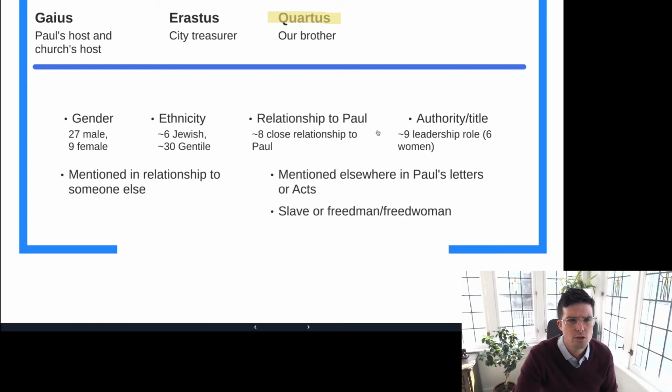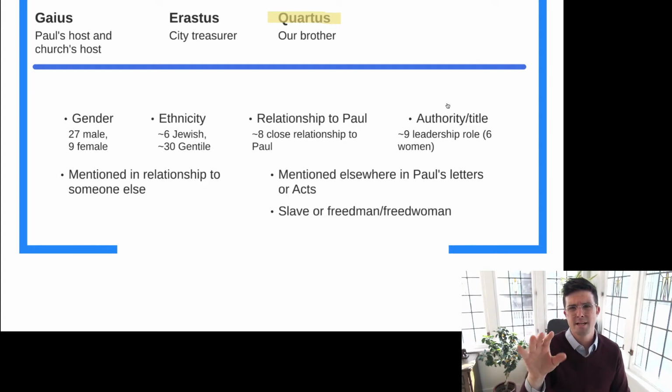So we see that Paul greets 27 males and 9 females, but when it comes to the leadership roles, where Paul gives titles for persons in Rome, it's very interesting that he has 9 leadership type titles, and 6 of these belong to women and only 3 of them belong to men.